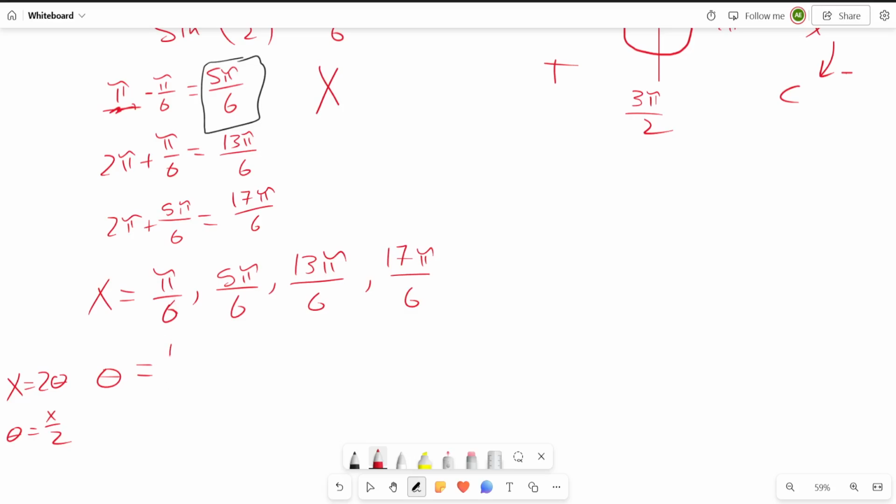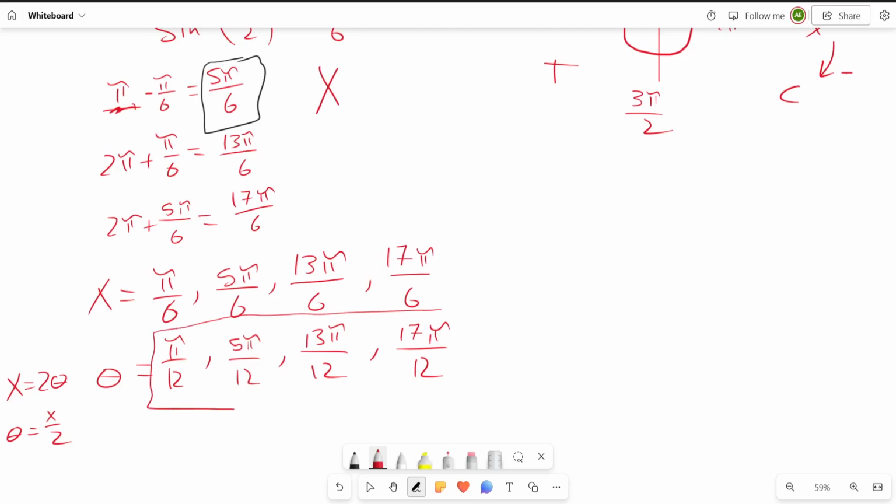So pi over 6 divided by 2 is pi over 12. 5 pi over 6 divided by 2 is 5 pi over 12. 13 pi over 6 divided by 2 is 13 pi over 12. And I'll have finally 17 pi over 12. And these are my answers. If you want to check, we can check a random one.